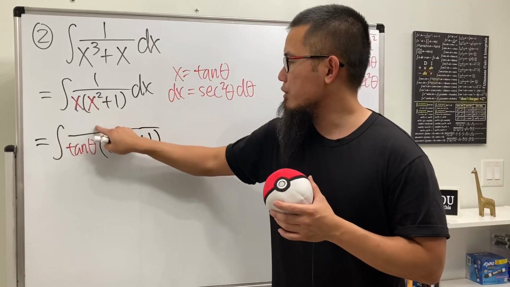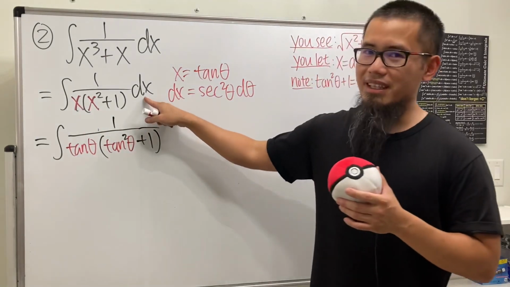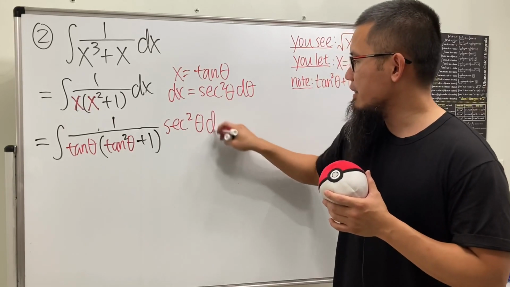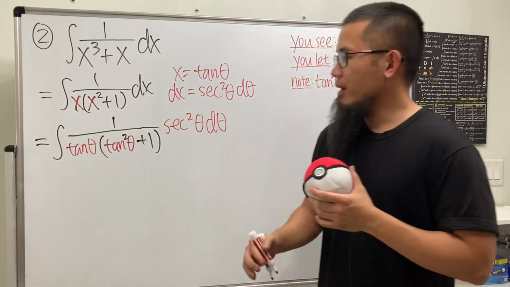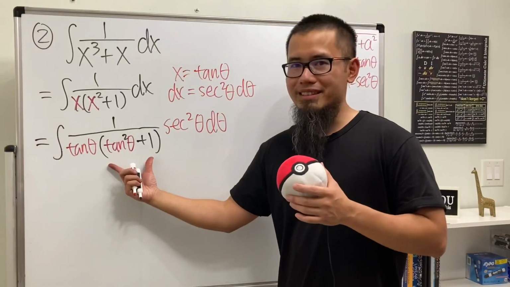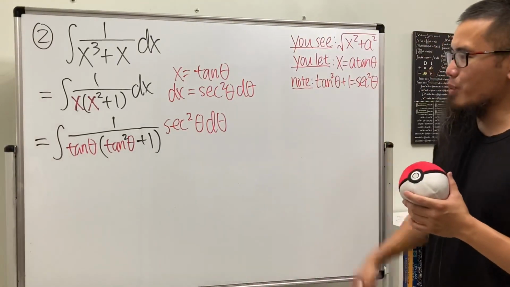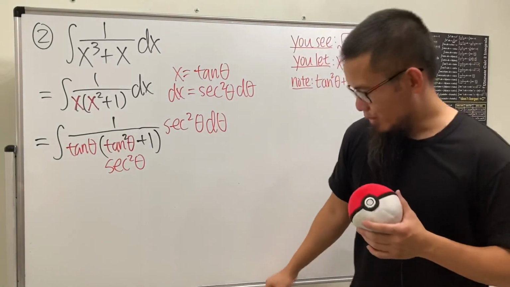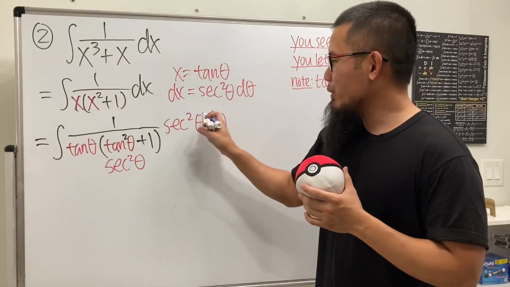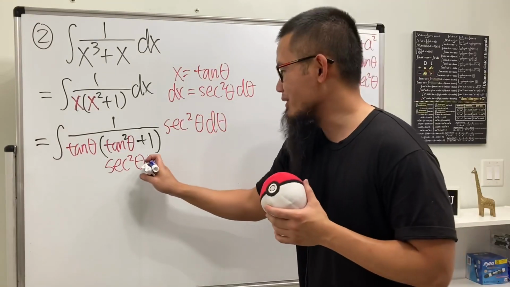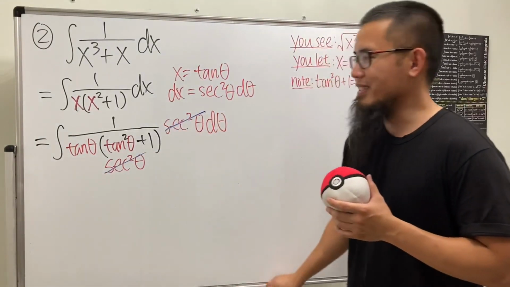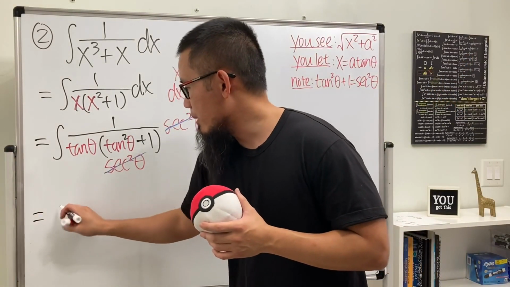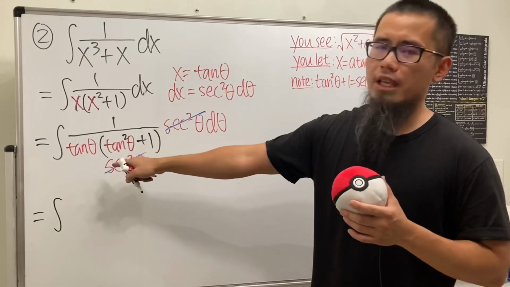All right, so that's good. And then we have the dx, which is secant square theta d theta. This is equal to secant square theta, so let's put that down. Well, we see that here we have secant square theta, and that's also secant square theta, so they happen to cancel each other out. Here we are looking at the integral, and we have 1 over tangent theta.